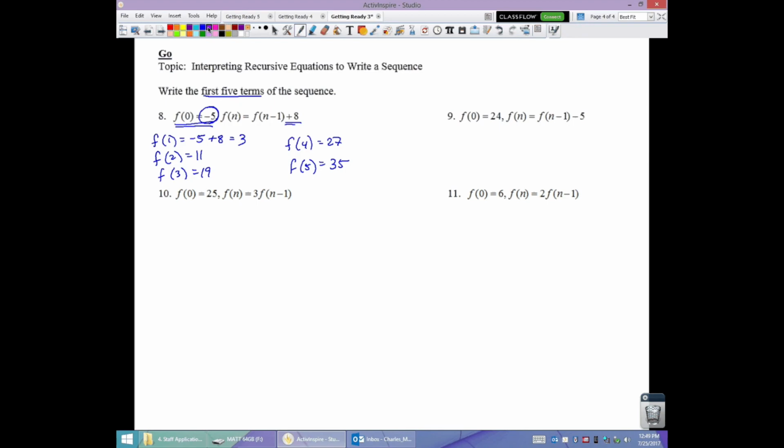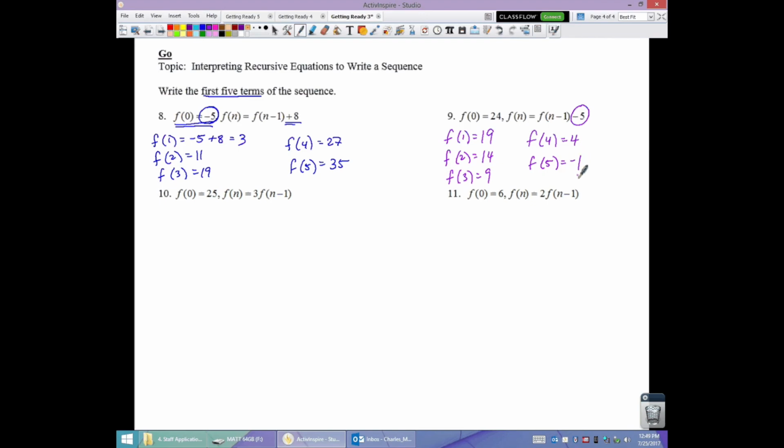Now that was for a linear one. Number 9 is another linear one. This time it says, though, to subtract 5. Well, if f of 0 is 24, f of 1 would subtract 5 from there and get 19. F of 2, subtract another 5. F of 3, subtract another 5, and so on, giving me 4 for f of 4, and f of 5 is -1.